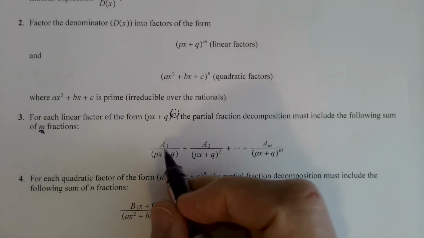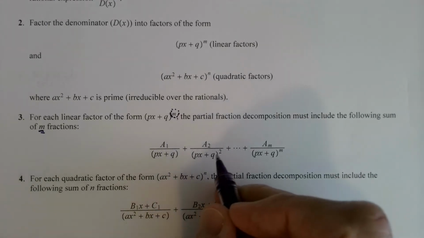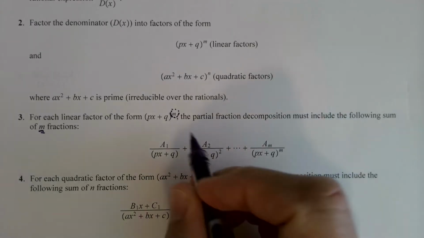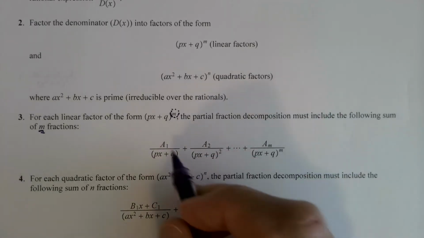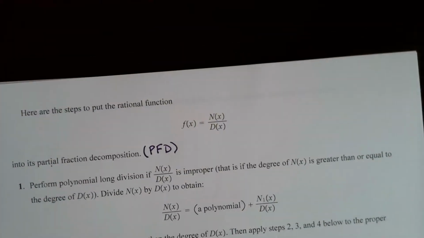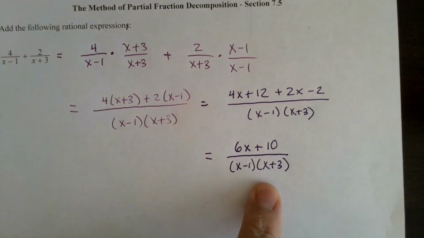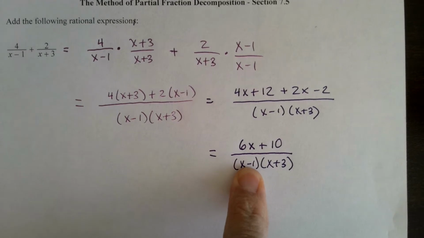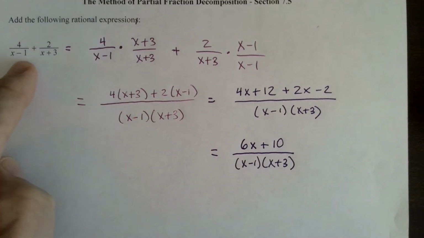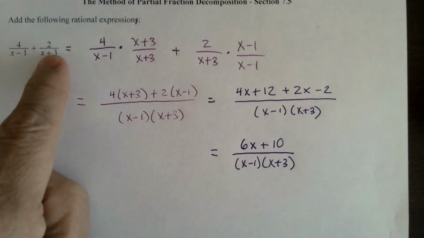And so we keep going on, and each one will have the linear factor to the first power, to the second power, to the third power, and so on, depending on what m is, all the way up to m. And up top, I've got this a sub 1, a sub 2 to a sub n. Those capital A's are going to be real numbers. Those are the numbers we need to find. If I go back to the example, that's like the 4 here, or the 2. When we break this up, notice there is one linear factor down here, x minus 1, and there's one fraction from that. There's one linear factor here, x plus 3, and there's one fraction from that.